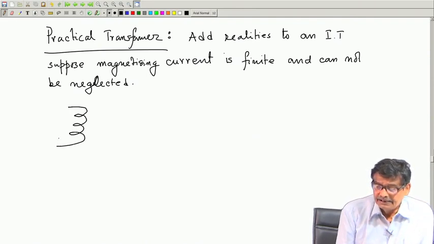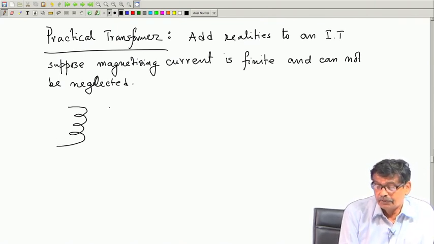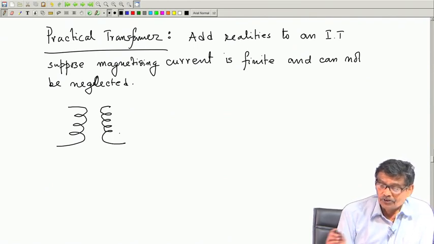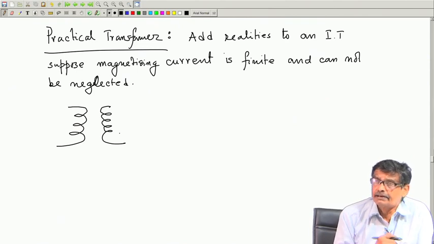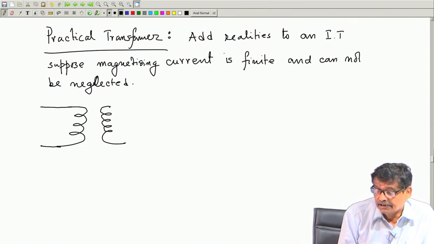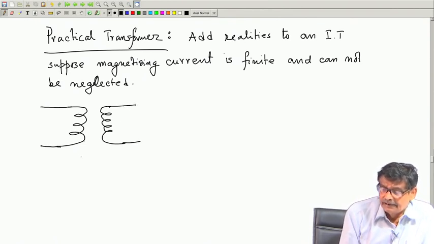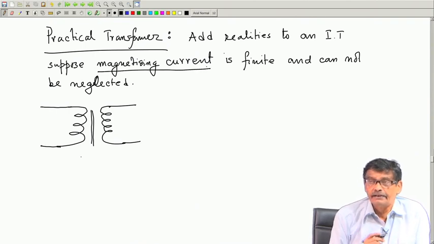This is somewhat a practical transformer; still a lot of ideal qualities are present, still resistances are neglected, core loss is not there, but I am only saying the core material has a finite mu r value. So, magnetizing current cannot be neglected, and I want to model it. So, this is a somewhat practical transformer having a finite magnetizing current.